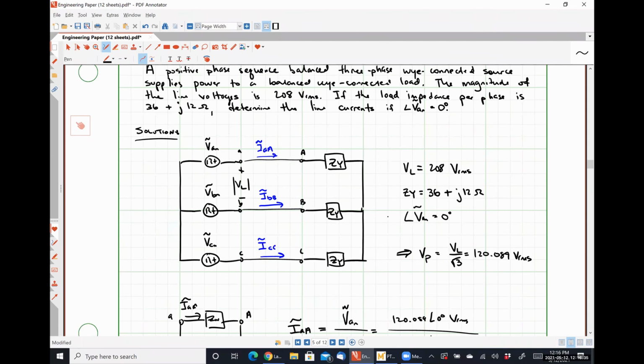Okay. So VAB would be 208 positive 30. VL is just representative of the magnitude, so I just want to be clear about that. The line voltage VAB would be 208 angle positive 30, which means VBC would be 208 angle negative 90, which means VCA would be 208 positive 150, or whatever 90 minus 120 is, negative 210, I think. Yeah.